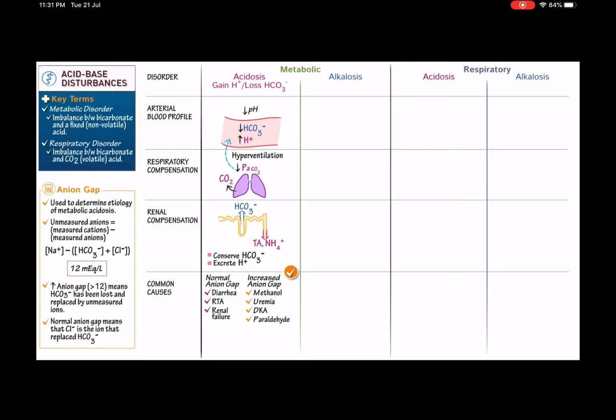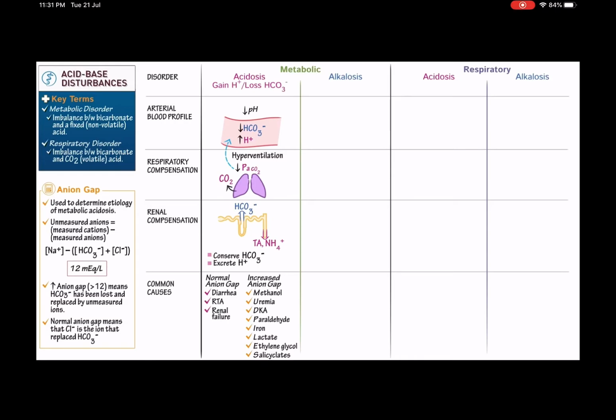paraldehyde, which is sometimes used to treat alcoholism and certain convulsive and mental disorders, iron overdose, lactic acid, ethylene glycol poisoning. Ethylene glycol is commonly found in antifreeze. And salicylate ingestion from aspirin overdose. Of those we've just listed, uremia and diabetic ketoacidosis are the most common.